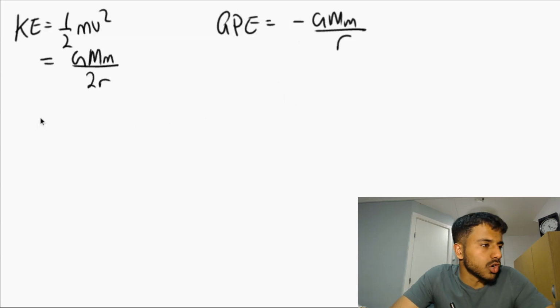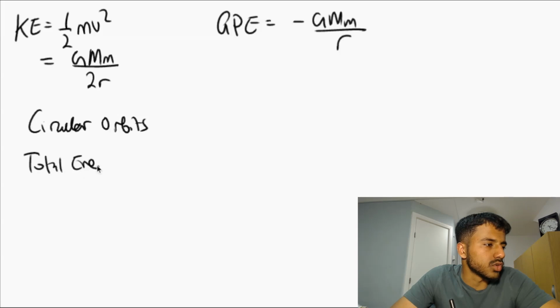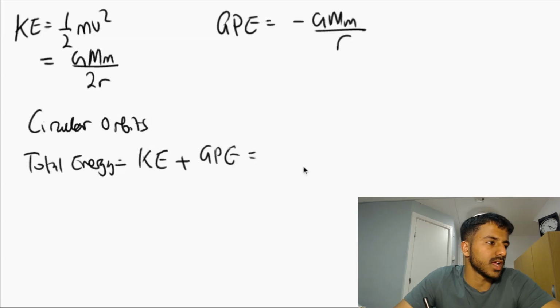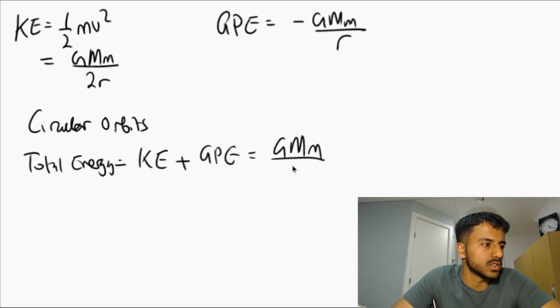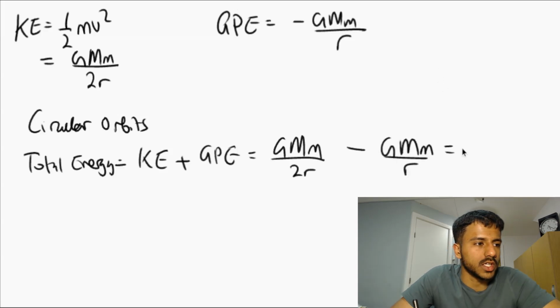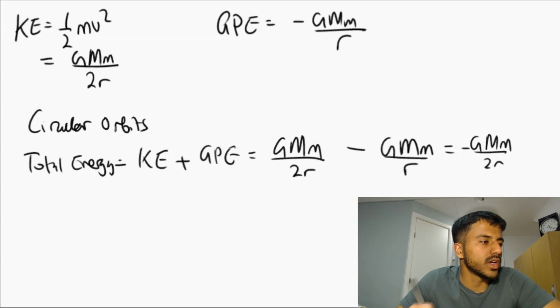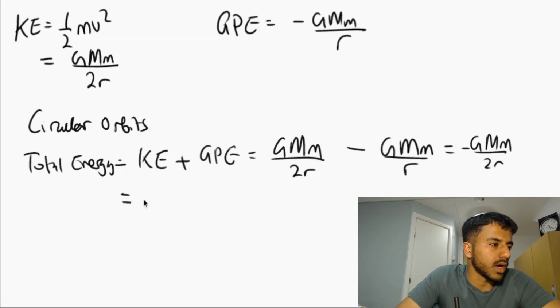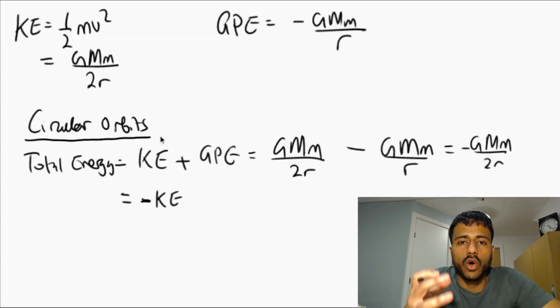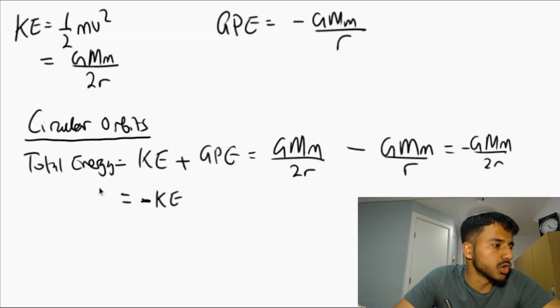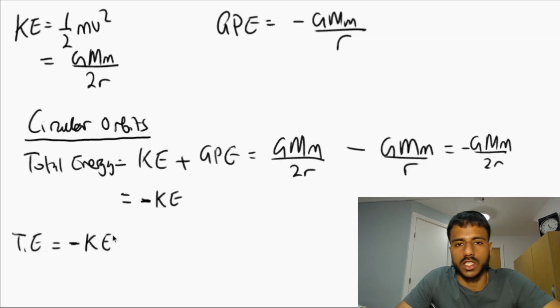And remember that in the last video we said that the negative sign of the gravitational potential energy is important. So for objects that are undergoing circular orbits around a planet or a star, the total energy is obviously going to be equal to the kinetic energy plus the gravitational potential energy. And this is given by GMm over 2r minus GMm over r, and this is equal to minus GMm over 2r. And we can see that this is basically equal to minus the kinetic energy. So for a circular orbit, the total energy is equal to the negative of the kinetic energy of the satellite.